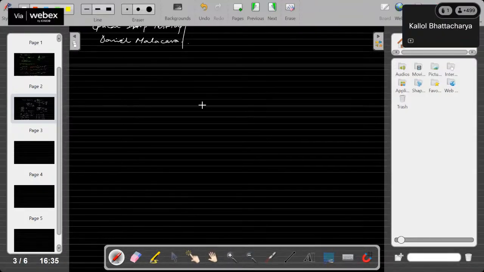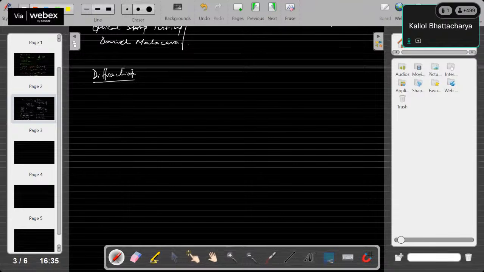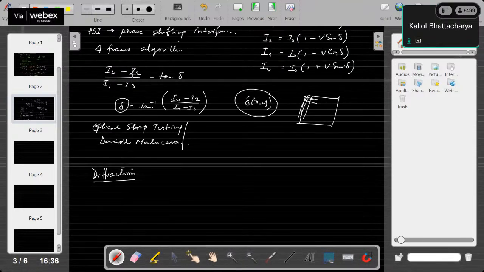Now let us come to the last topic, which is diffraction. Also, we haven't touched on interferometry, which is a very vast subject. We haven't touched on many things. For example, there is one interferometer which is called the Fabry-Perot interferometer. Now, the Fabry-Perot interferometer cannot be used for optical testing.